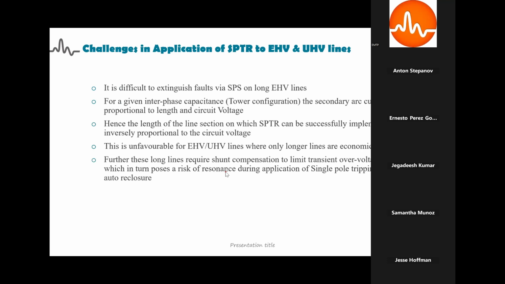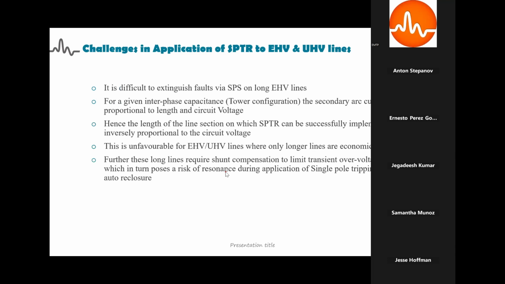Second, as I said, the magnitude of secondary arc current is proportional to the length of the circuit and also the circuit voltage. So as the voltage level goes up and also the length goes up, it's very difficult to apply this single pole trip.